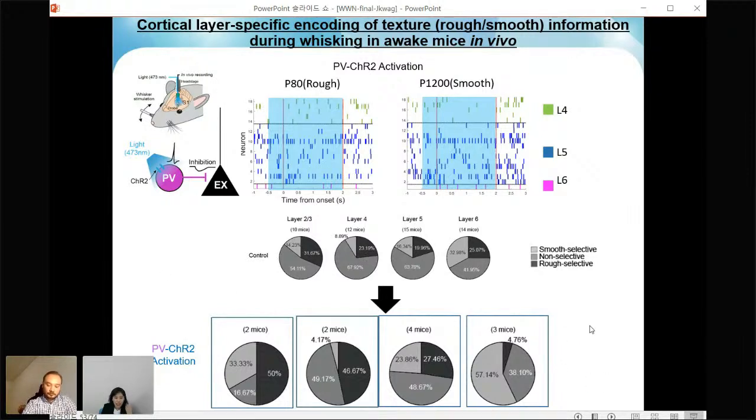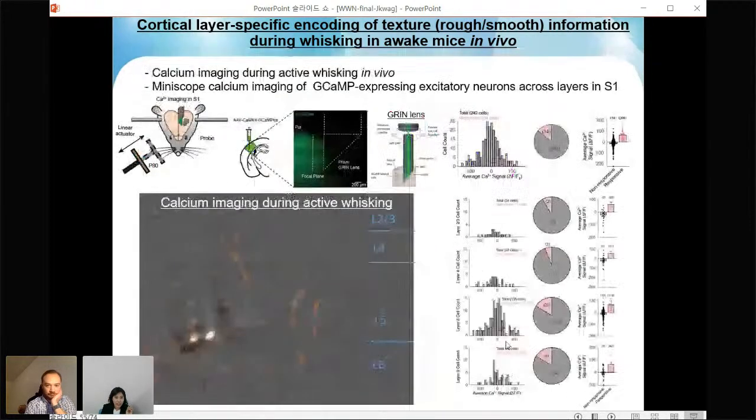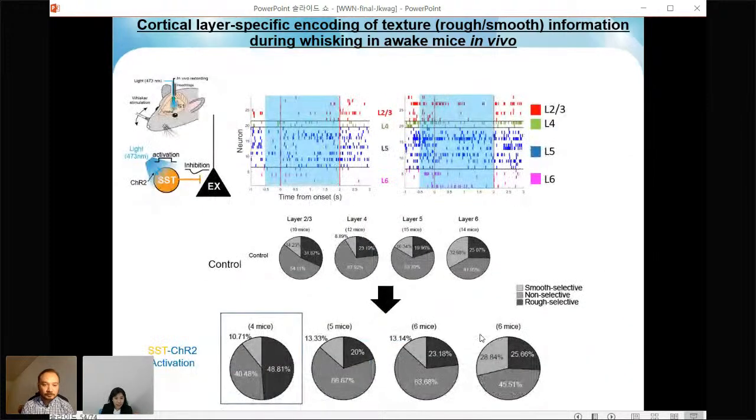So this is quite very preliminary data in the early days, but we will now focus on this more and see how different texture selectivity changes across layers and how PV and SST have different effects on that. In addition to that, we are currently doing in vivo recordings, because the success rate of recording a lot of spikes with a silicon probe is quite low.